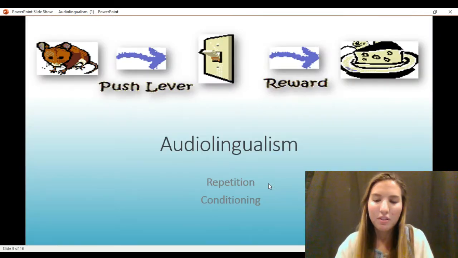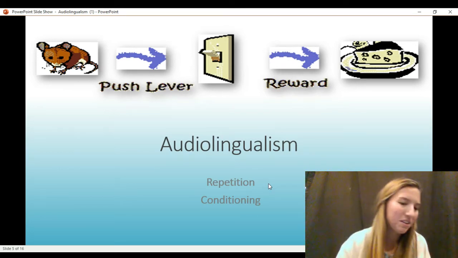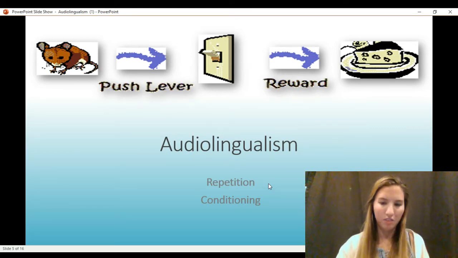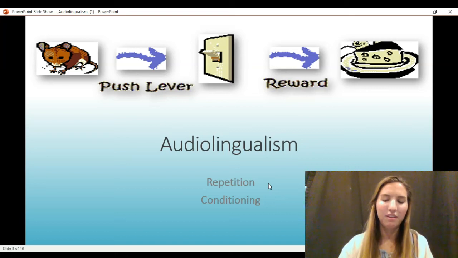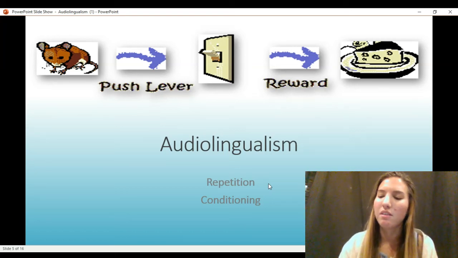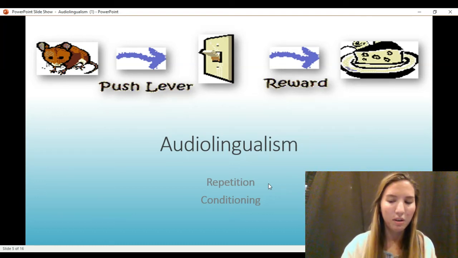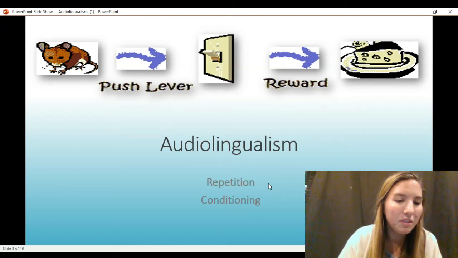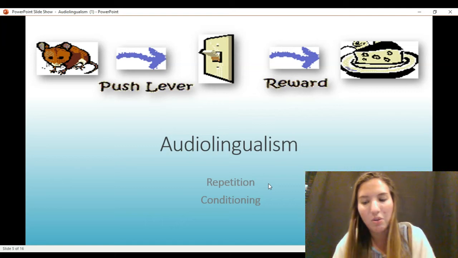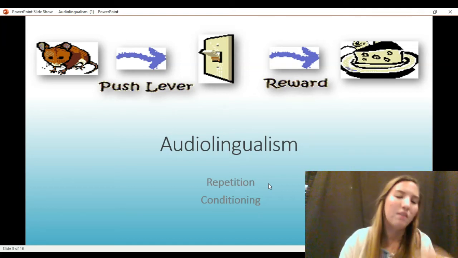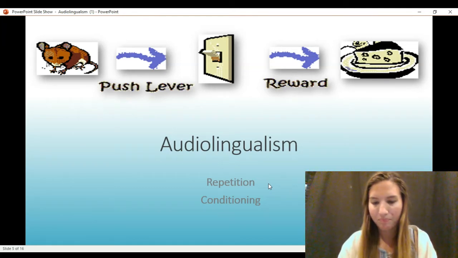Audiolingualism, like behaviorism, is a process of repetition and positive or negative reinforcement. Within this method, language is looked at through the eyes of conditioning. A stimulus from the teacher leads to either a correct response from the students, followed by a positive reinforcement from the teacher, or an incorrect response followed by a negative reinforcement from the teacher.